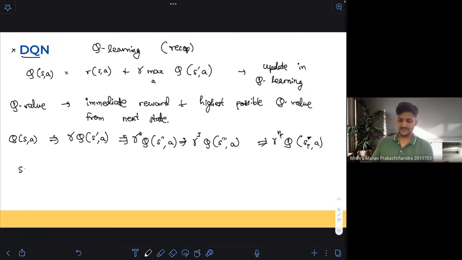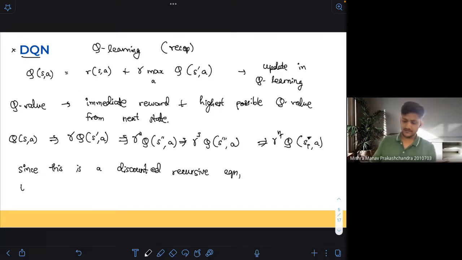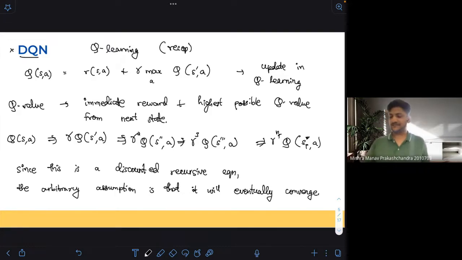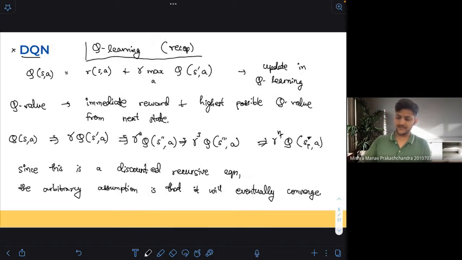So since this is a discounted recursive equation, the arbitrary assumption is that it will eventually converge, right? Okay, so you have this thing for your Q learning.